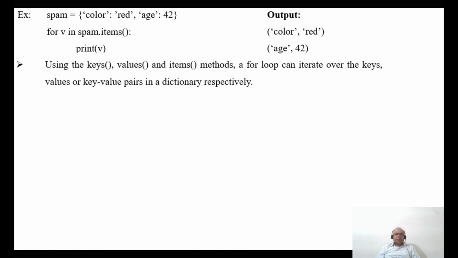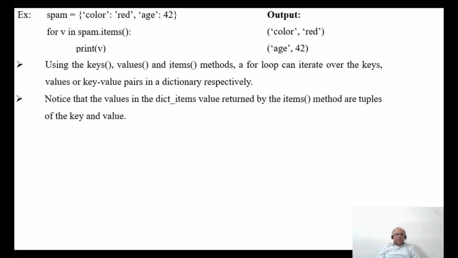Using the keys, values, and items methods, a for loop can iterate over the keys, values, or key-value pairs in a dictionary respectively. So if you have only keys, you can access keys. If you have only values, you can access values. If you want both keys and values, then you have to give items. That is one of the things you have to remember. Notice that the values in the dict_items value returned by the items method are tuples of the keys and values. Therefore, they cannot be modified or appended.